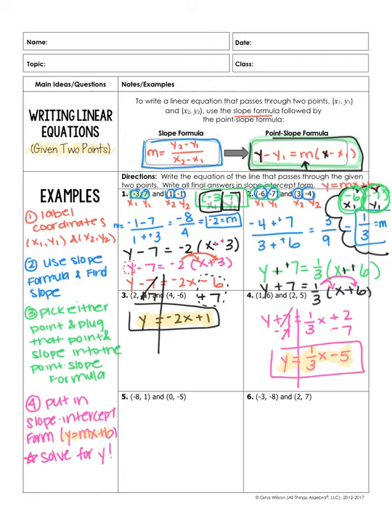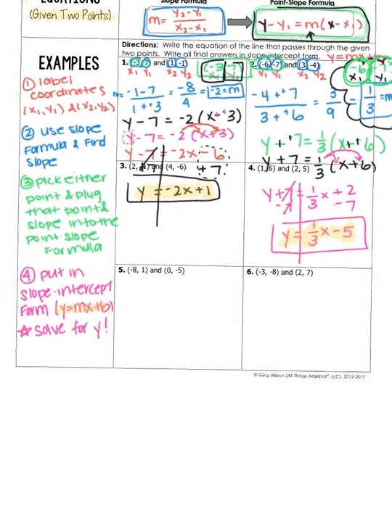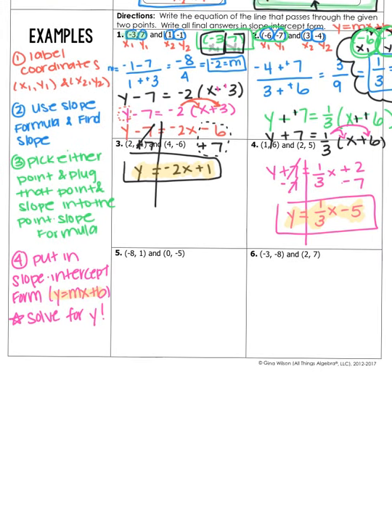All right, so there's 2 examples. Let's have you guys try a couple. So we'll skip down to number 5. So we have the point negative 8, 1 and 0, negative 5. So go ahead, label your coordinates, find your slope, pick a point. You can continue to just use the first point if you want. Plug your point and your slope into the point slope formula and then solve it for y.